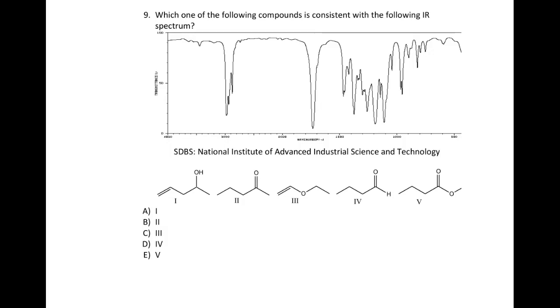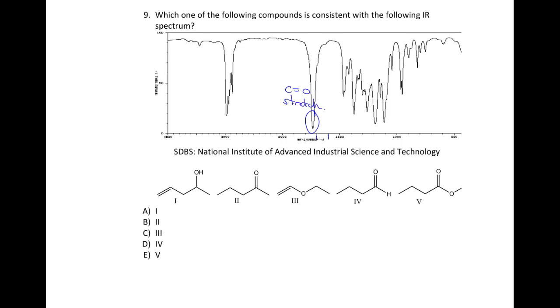Let's try question number 9. Which one of the following compounds is consistent with the following IR spectrum? So I can see right away I've got a big strong peak here at 1500, 1600, 1700, so maybe around 1730, so somewhere around there. So I have a big carbonyl stretch, a C double bond O stretch.